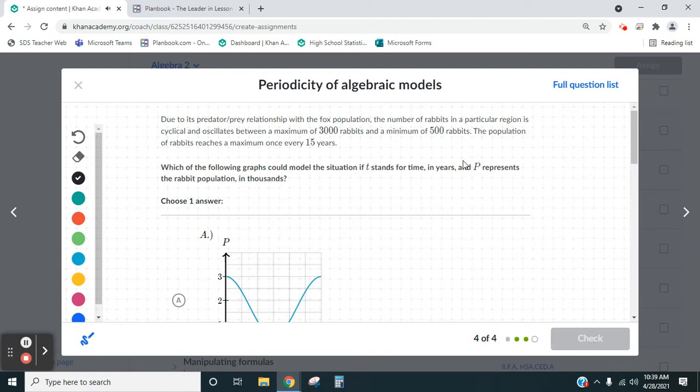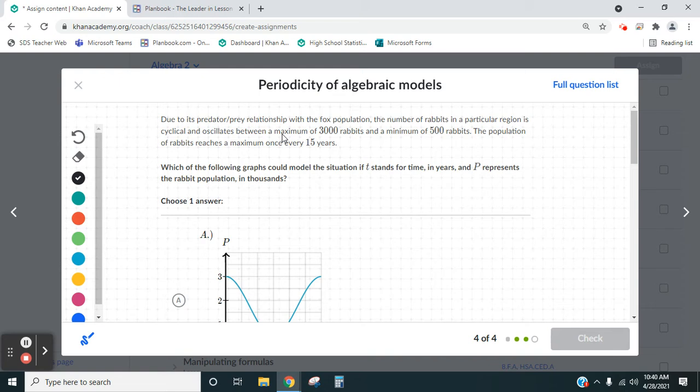Let's do another one. Due to its predator-prey relationship with the fox population. Oh my gosh. The number of rabbits. You guys ever seen Zootopia? You know what I'm talking about? Great movie. All right. It's awesome.